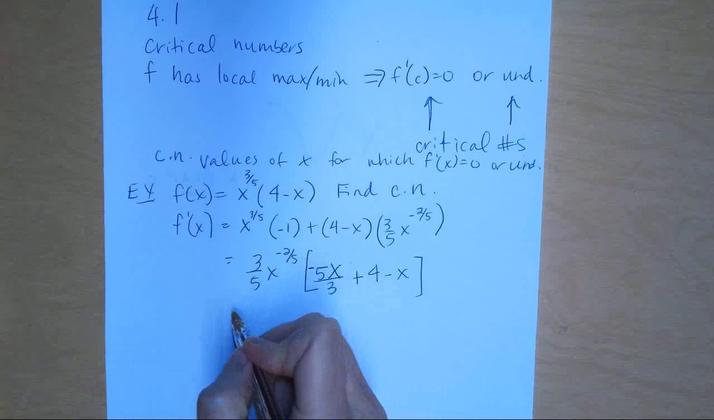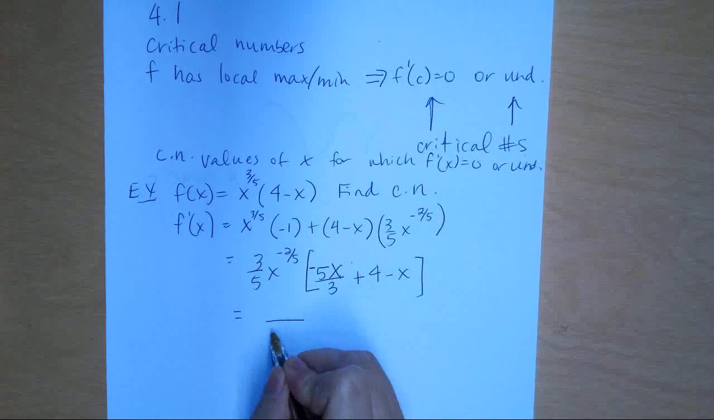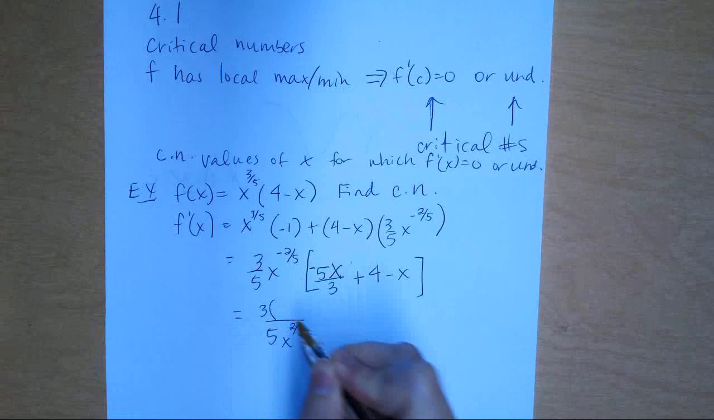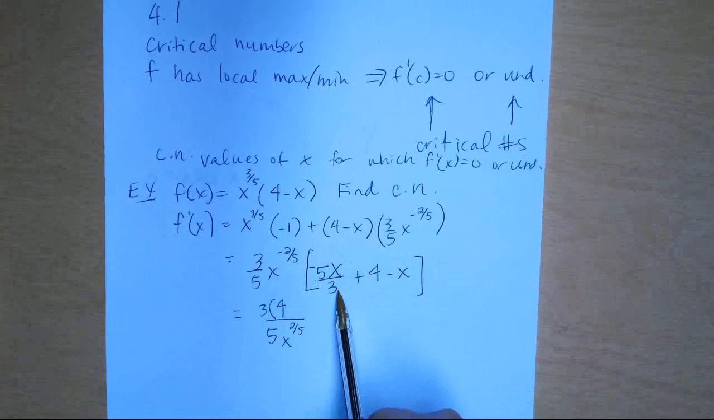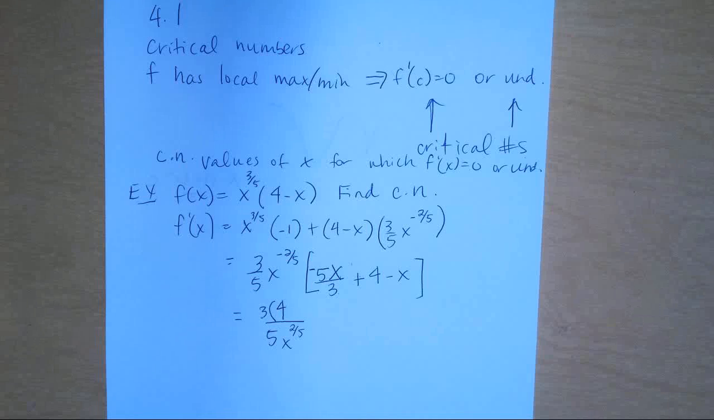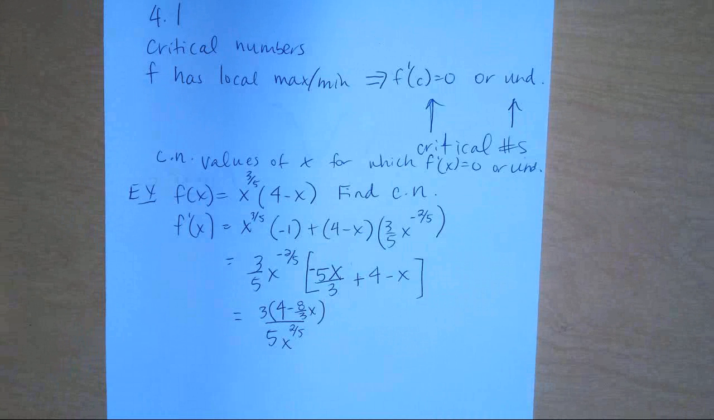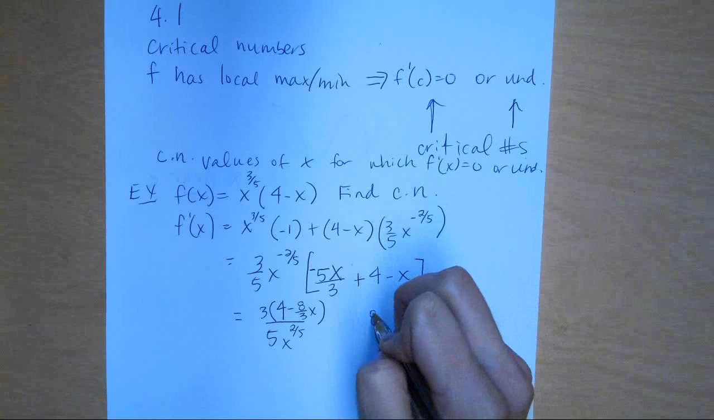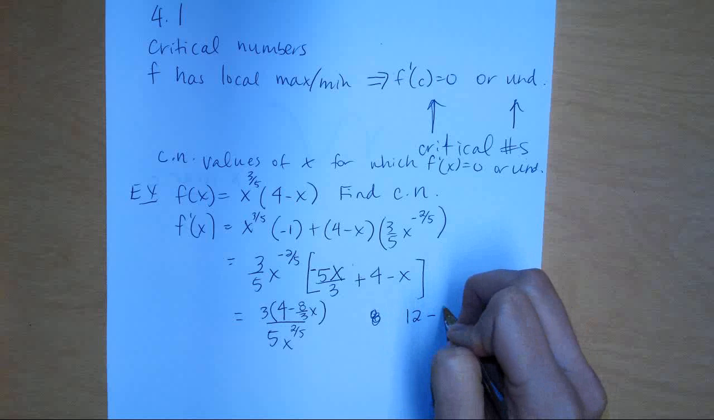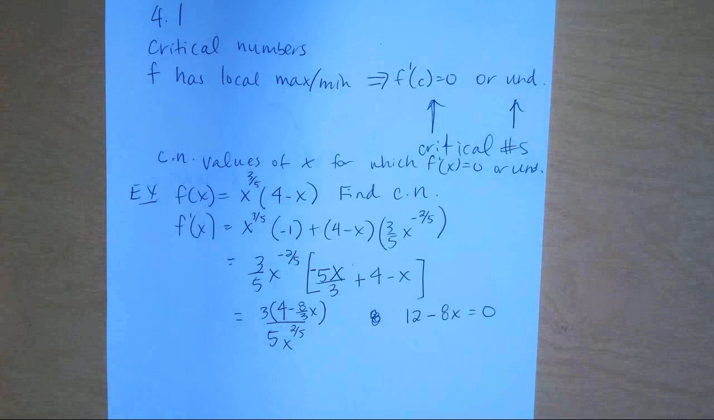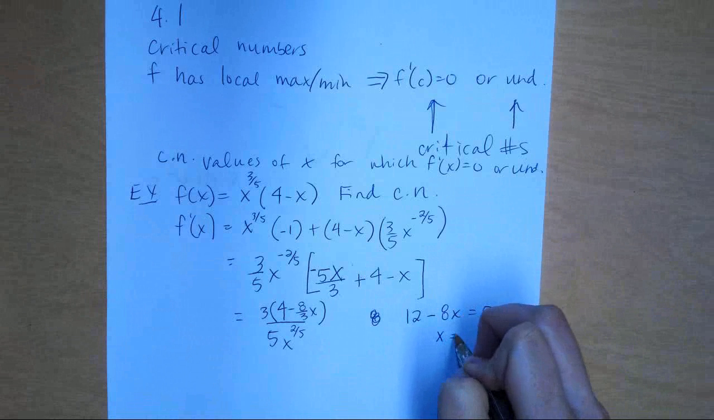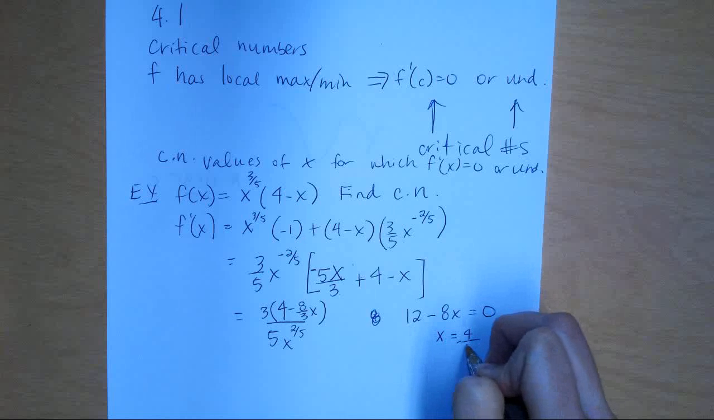Okay, if we do a little bit more work on this, we have, let's see, 5x to the 2/5, 3 times 4, and then negative 5/3 x minus x gives us negative 8/3 x. And I'm going to leave it like this on purpose. Okay, where's this thing going to be 0? If it's a fraction, where is it going to be 0? When the top is 0. So I'm going to multiply it out. So 3 times 4 is 12 minus 8x equals 0. Subtract 12, divide by 8, we get that x equals positive 4/3.